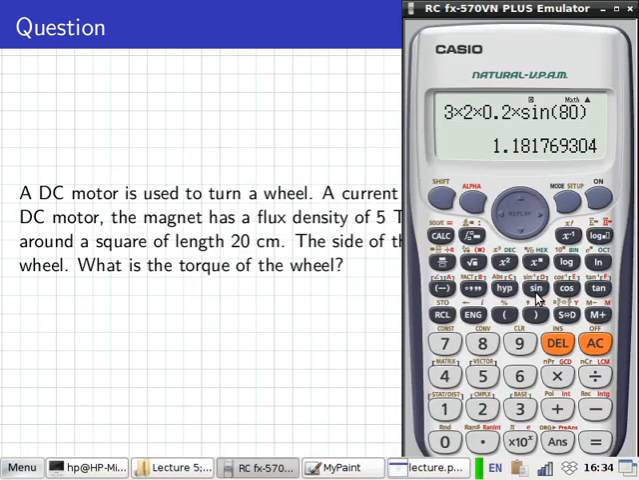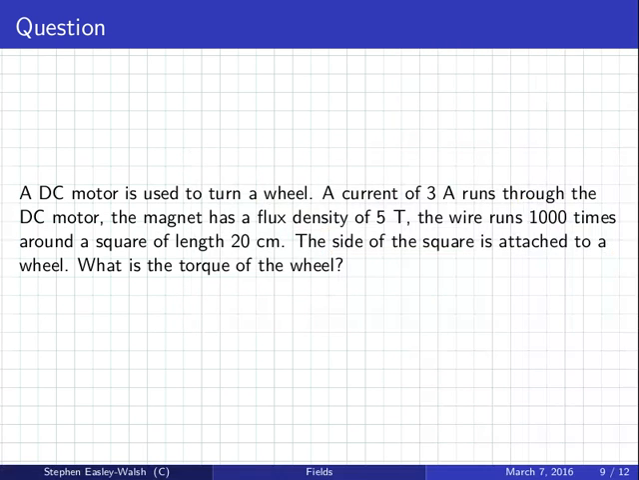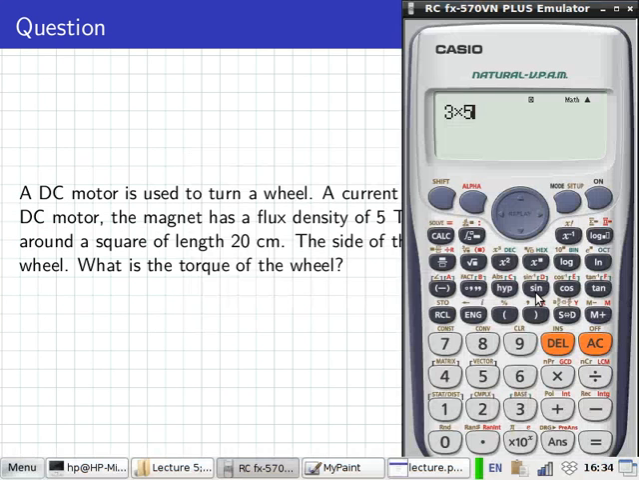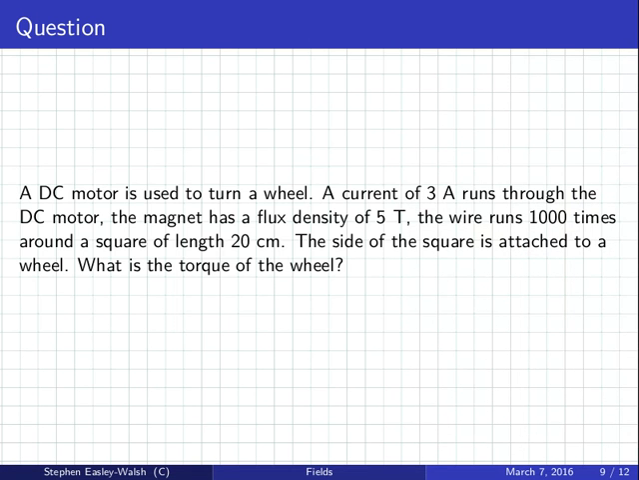Okay, so I, B, A, N. Yeah? 600. What's the unit for torque? Newton? No. Newton meter second? No. Newton meter, yeah. Newton meter. Okay. Continue. Next example.